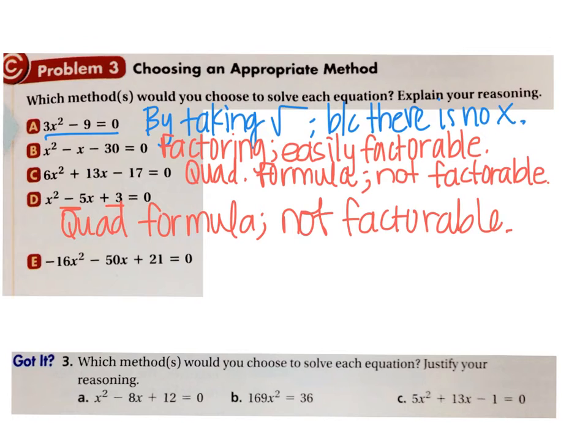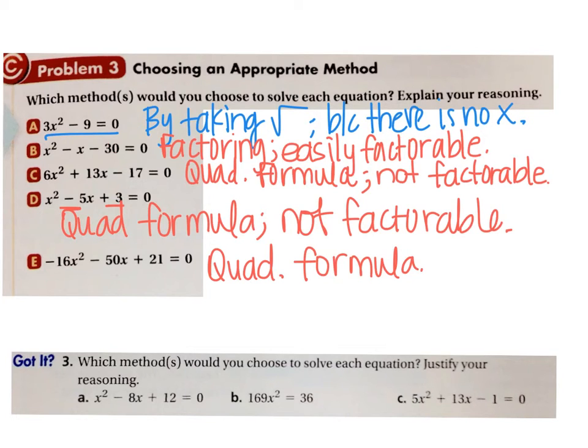You could also complete the square for this one if you wanted to, and that's where you move that over, you half that and then square it. But if you can't easily half 5, it's probably better for you to just do the quadratic formula. And then for the last one, you don't want to have to try to factor this, so again you're going to say quadratic formula. And that's why it's the easiest, because it works every single time, so it's easier than trying to figure out which way's the best way to do it.